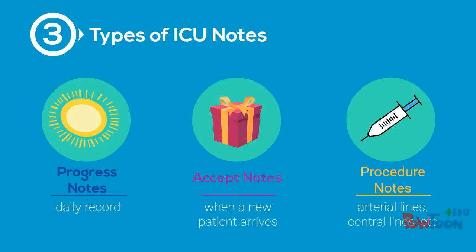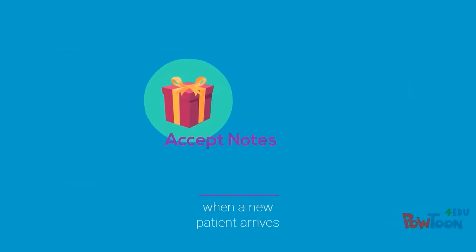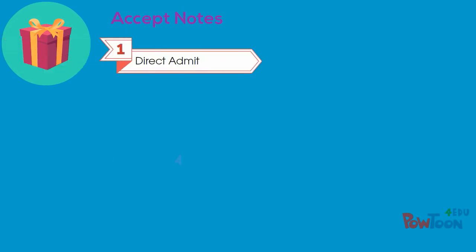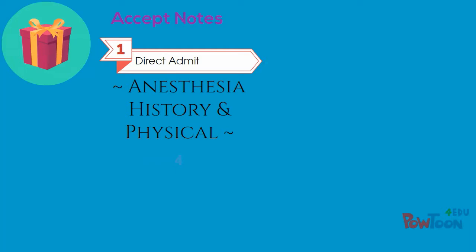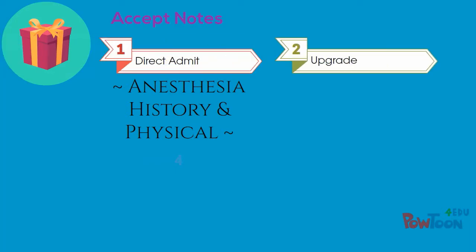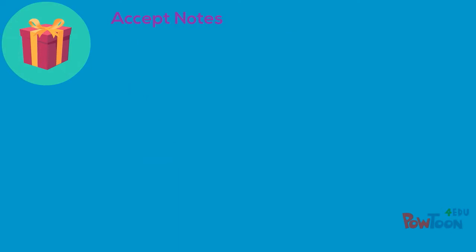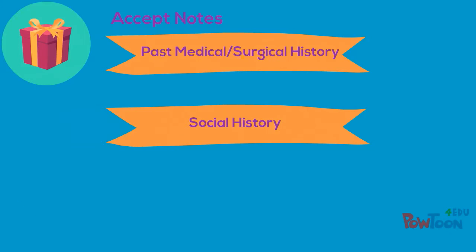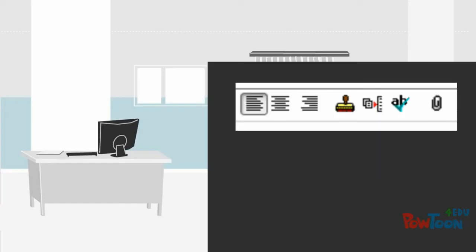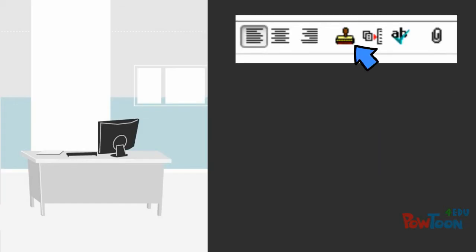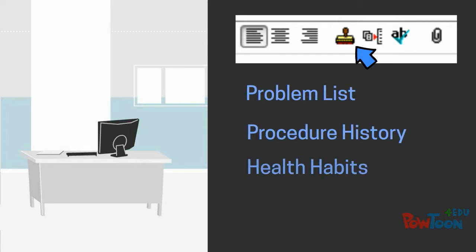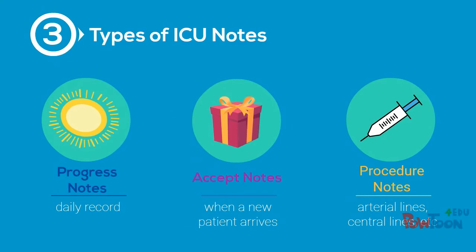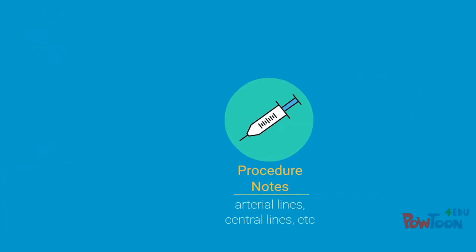The ICU accept note starts with the same template we used for the progress note, but you have to make a couple of changes. If it's a direct admission, change the title to Anesthesia H&P. If the patient is being upgraded, the title should say Anesthesia ICU Accept Note. Include a past medical and surgical history, a social history, and the patient's home medications. If this information is already in the EMR, use the stamp icon to find problem lists, procedure histories, health habits, and home medications. Last, let's talk about documenting procedures.